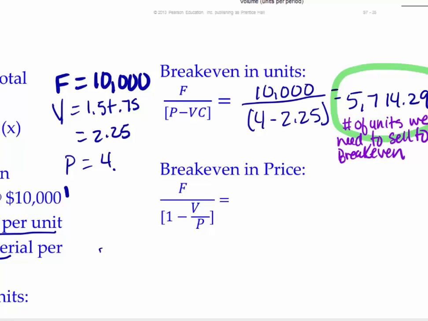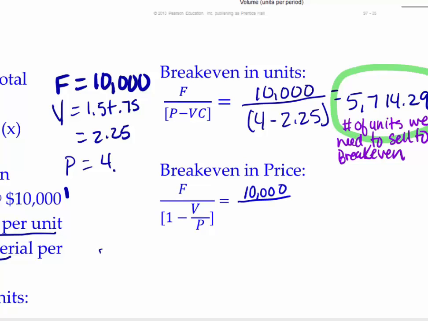One way would be to follow this equation right here. So we would just do our 10,000 units. Another equation, we have 10,000 units divided by 1 minus V over P. So V is 225, same as before, divided by P, which is 4. And then this should give us 22,857.24. So this would be then the break even in dollars. How many dollars of units we need to sell in order to break even.